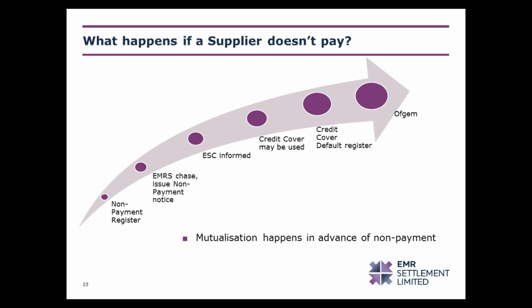So just to note, we didn't put mutualisation on this escalating arrow because, again, it happens in advance of non-payment, as we have shown in the previous slides.